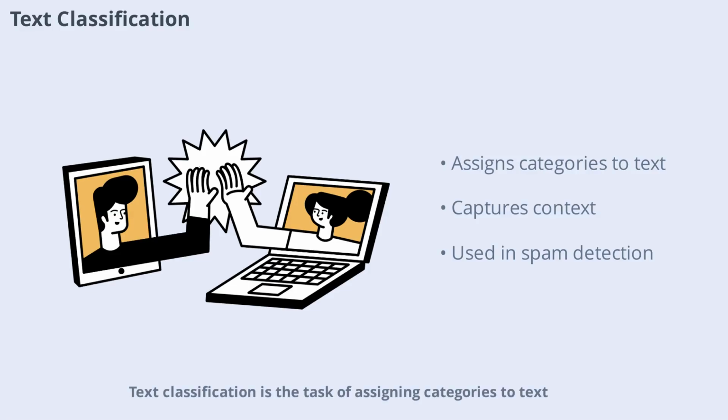Text classification is the task of assigning categories to text, such as spam detection or topic labeling. RNNs analyze the sequence of words in a document, using their memory to capture important patterns. This allows them to accurately classify text based on its content, even when the meaning depends on context. RNN-based classifiers are widely used in email filtering, content moderation, and information retrieval.